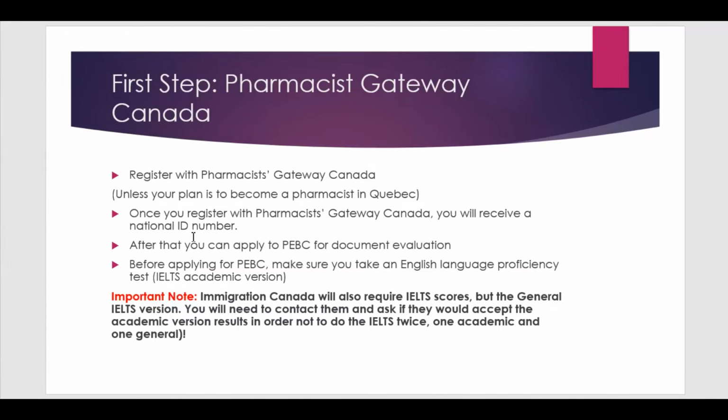Okay, so once you register with the Pharmacist Gateway Canada, you will receive a national ID number, and that national ID number will be used in the future. You will need it in the future, so keep track of that, keep a record of that, and then you can apply for the PEBC document evaluation. Now, before applying for the document evaluation, you need to take an English language test.